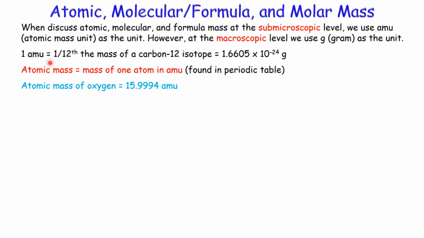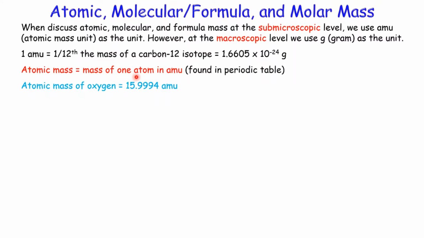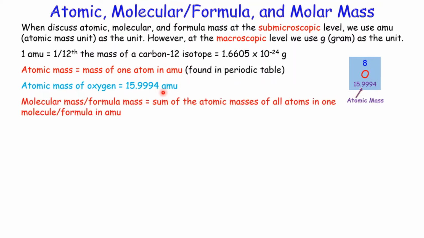Go back to atomic mass. Atomic mass simply is the mass of 1 atom in AMU, actually the average atomic mass as we talked about in previous lectures. You can simply find that from a periodic table, all right? The value under the symbol of the element is the atomic mass. For example, oxygen, you can read that from here. The atomic mass is this many AMUs, okay?